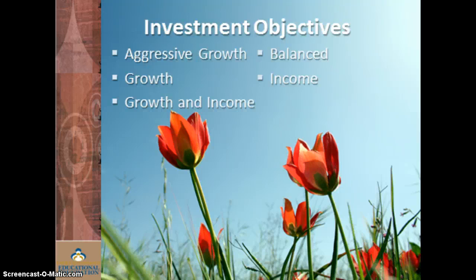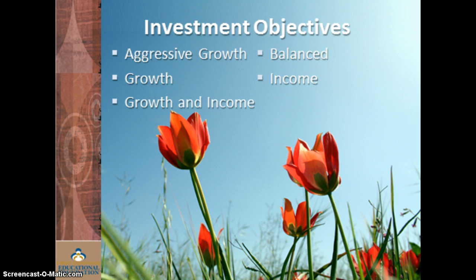Growth. The goal is increasing capital. Growth companies are usually more mature and have established a very strong market position in their industry. Growth and income. These funds pursue both the increase of capital and current income. Balanced. These funds invest in a combination of stocks and bonds. The allocation percentages are usually fixed, and these funds generally have at least 25% of their assets in fixed income securities. They seek both income and capital growth.